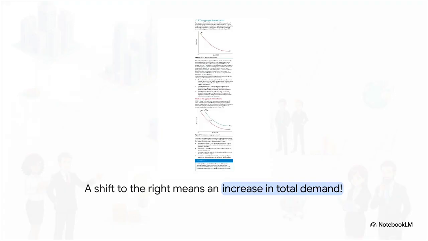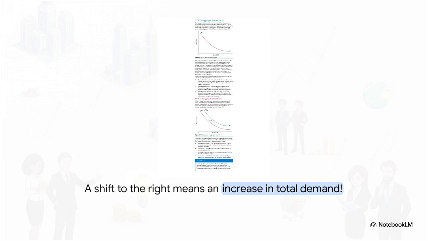But let's look at the graph again. While a change in the general price level just slides you up and down that existing line, non-price factors will actually shift the entire curve. A shift from AD to AD1 moving to the right is a massive behavioral change. It means at every single price level, people suddenly want to buy more. So what causes this?